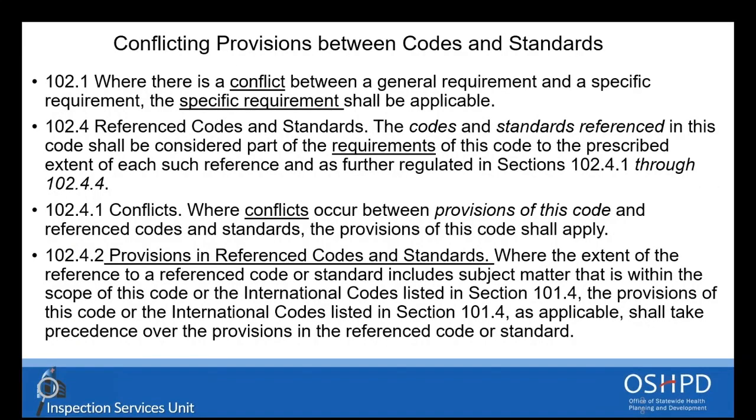I said there are many codes, and what happens when there are conflicts between codes? If the conflict is between general and specific requirements, the specific should be applicable. Reference codes and standards are considered part of the requirements. And what happens when there are conflicts between provisions and reference codes and standards? The provisions shall apply. Provisions of the scope of the code shall take precedence over provisions in the reference codes and standards.